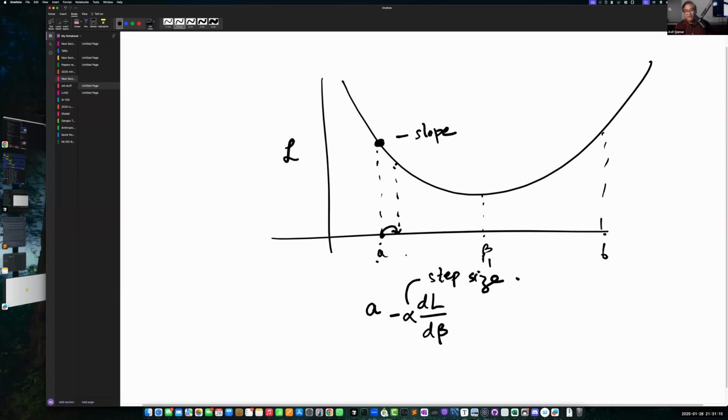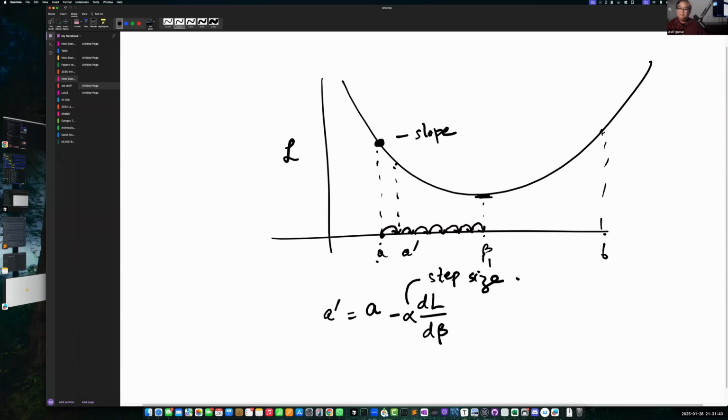That will take me to A prime, which is a better place, closer to where the loss will be a bit less, isn't it? Does that make sense, guys? And I can keep making hoppity hops here. And finally, I'll come to the point at which the slope would be 0. Why? Look at this. The bottom of the valley is flat, right?